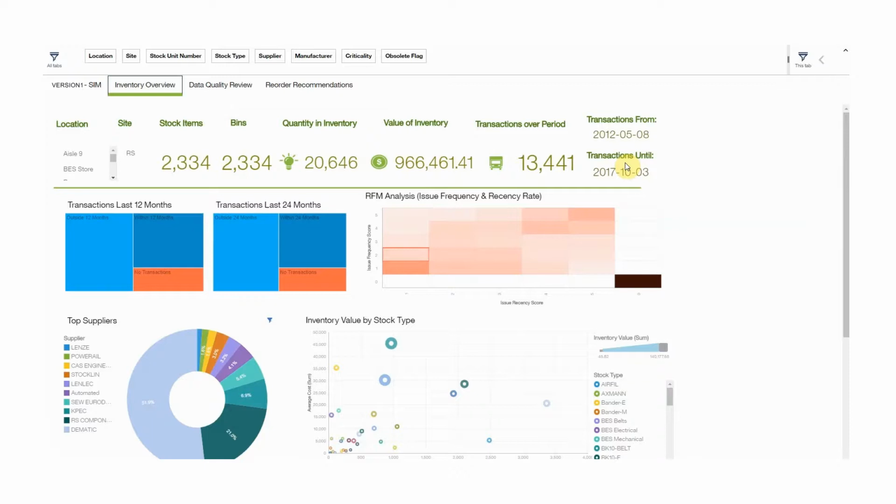At the outset, it's important to get an understanding about which of those items are moving the most often and have moved the most recently. We also need to see which of these items are being held onto but are not moving. For example here, looking at the transactions over the last 24 months, we can highlight stock items that have no transactions during that period.